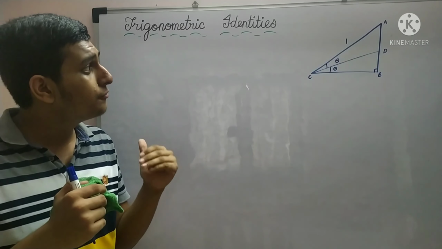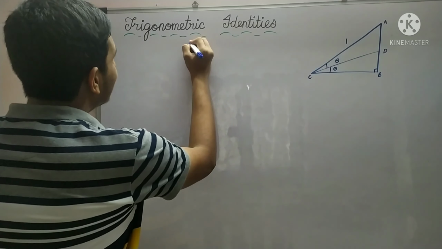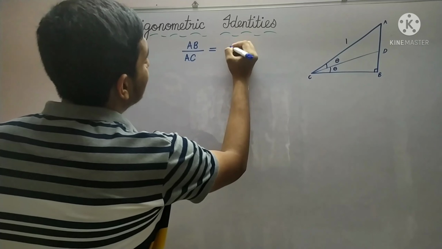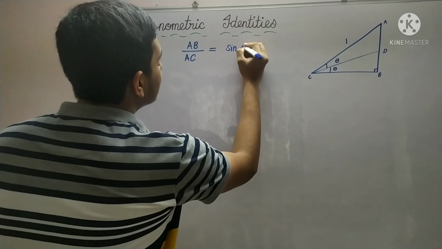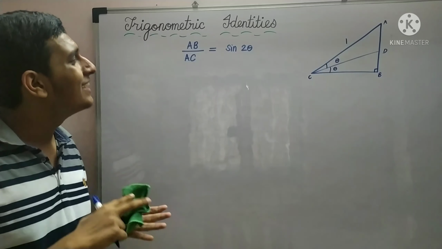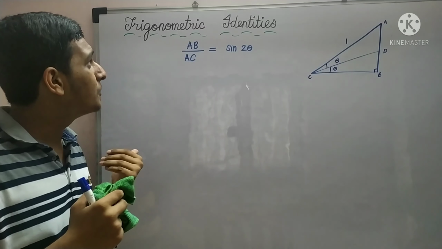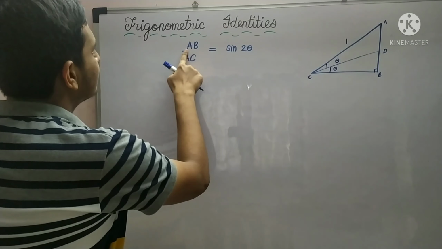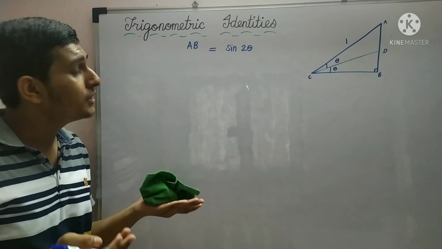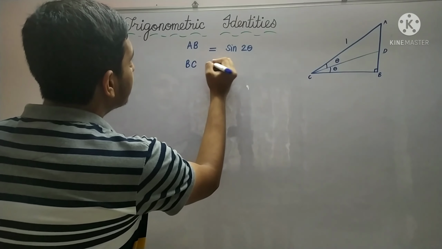Now if we use the definition of sine in the triangle ABC, this is what we get. AB, that is perpendicular, by AC, which is hypotenuse, is equal to sine of the argument, that is 2 theta. But because AC holds the value 1, it simply vanishes away and sine 2 theta is the value AB acquires. Similarly, if we use the definition of cos in the triangle, we infer that BC is equal to cos 2 theta.